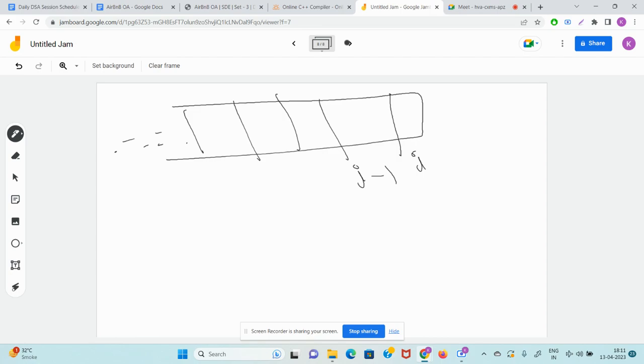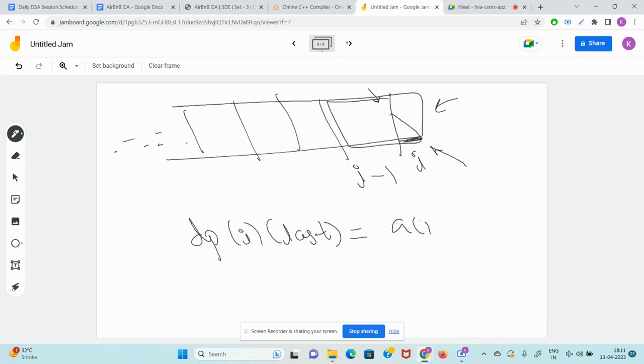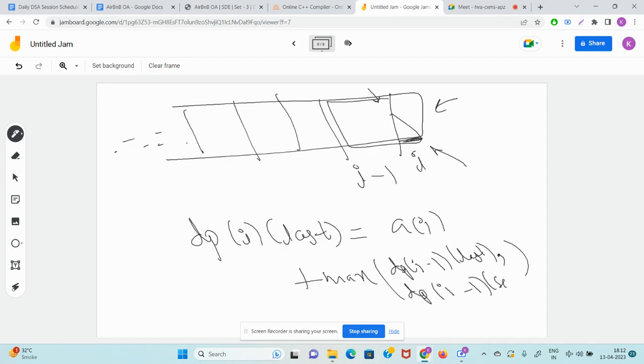Okay, guys. So DP of I of last means that first you pick this, then you pick this. Guys, what will be the answer? Very easy. First you pick this. If you pick this, it means I minus 1 is already here, means one element is there. So A of I plus maximum of, there are only two possible states, DP of I minus 1 last, comma DP of I minus 1 second last.